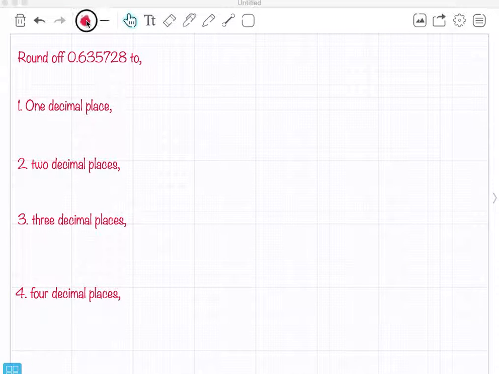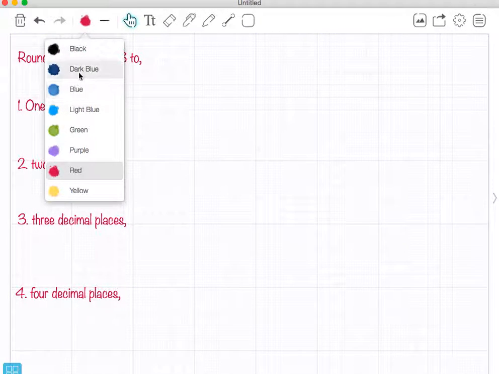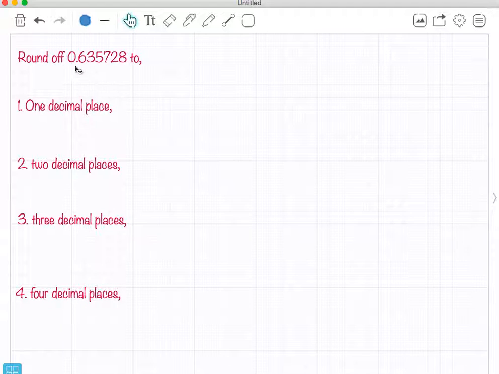In this video we're going to look at rounding off to decimal places. So we're going to have a look at this. We want to round off 0.635728 to one decimal place. So quite straightforward, but one thing to remember is I only want to have one number after the decimal point.